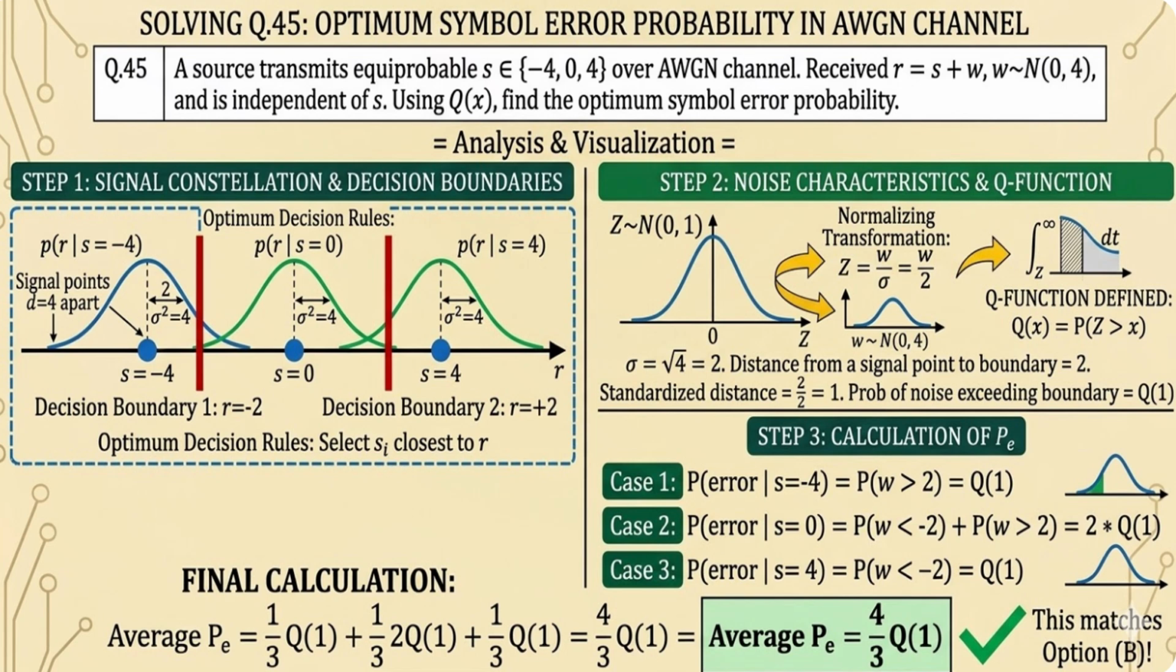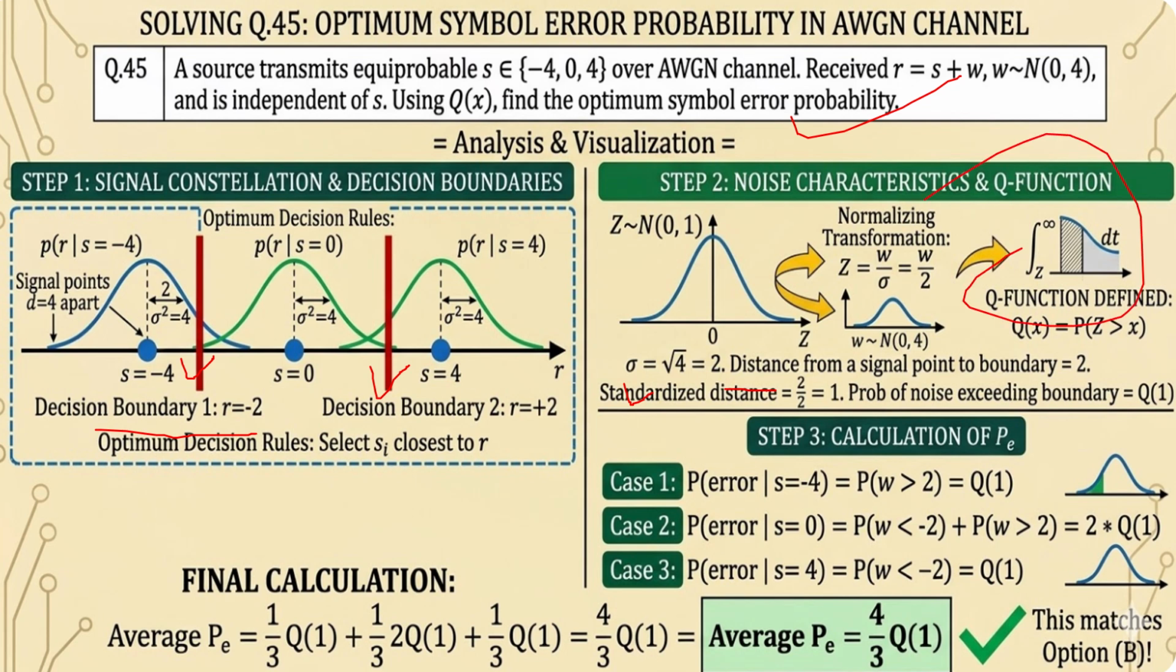Okay, so this question is already given here. So here you can check the decision boundary. Whenever you are checking the decision boundary, at R equal to -2 and R equal to +2, both you can find out, right? Since the variance is already given, that is the square root of 4, you can calculate the 2, that is the distance from the signal point to the boundary. Already we have got this value.